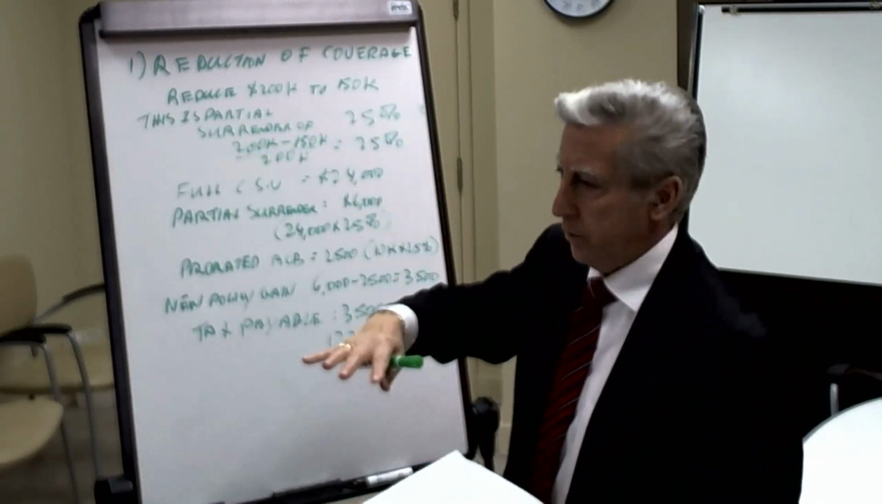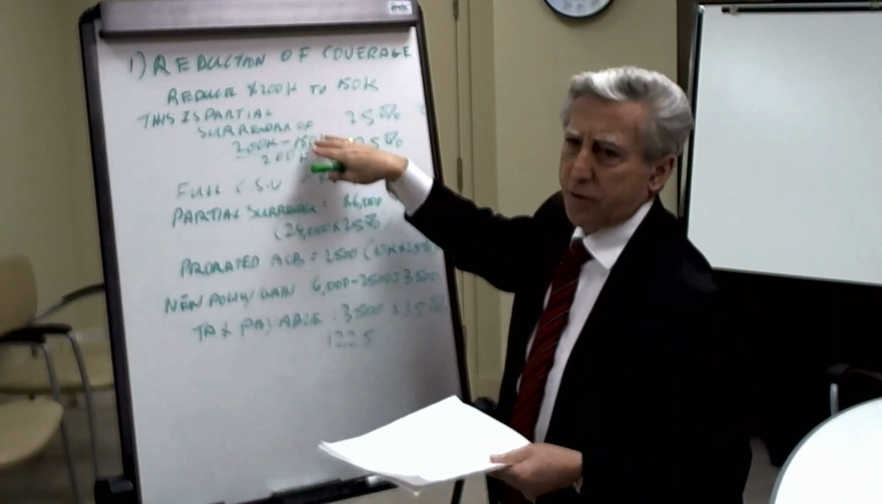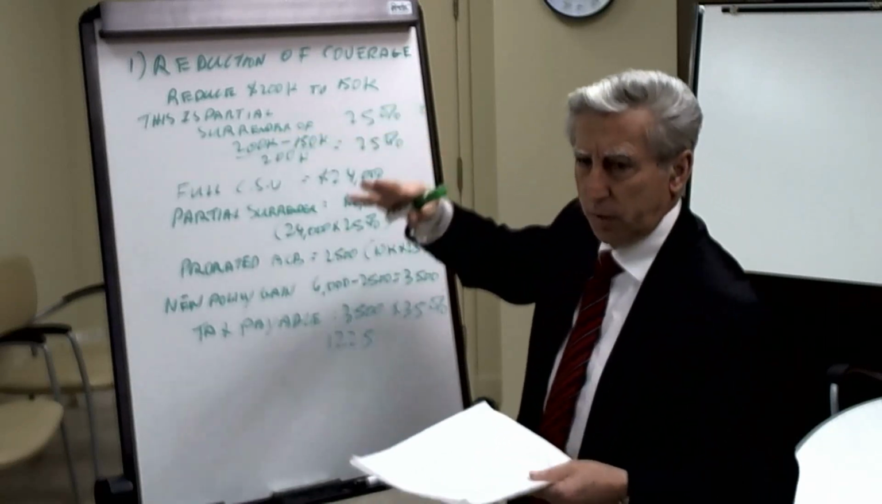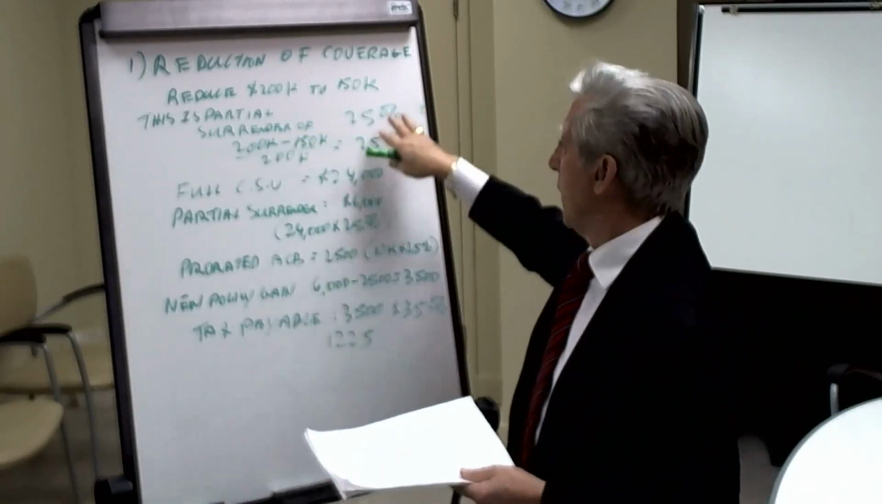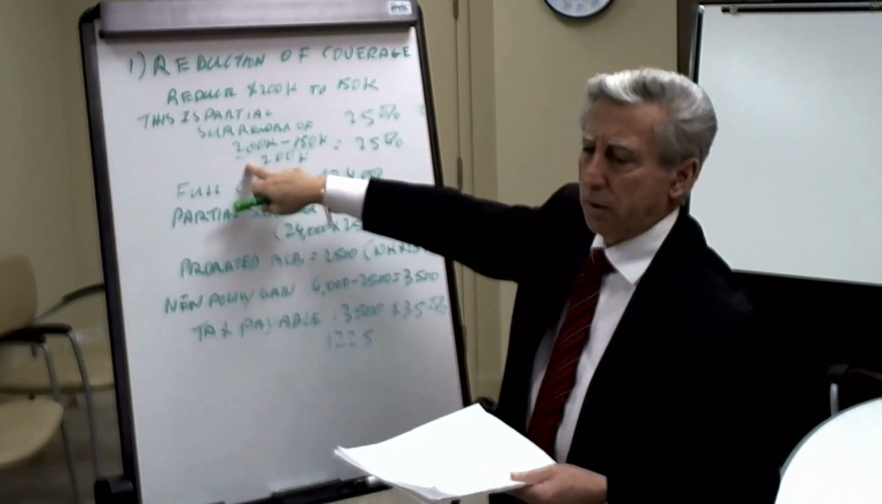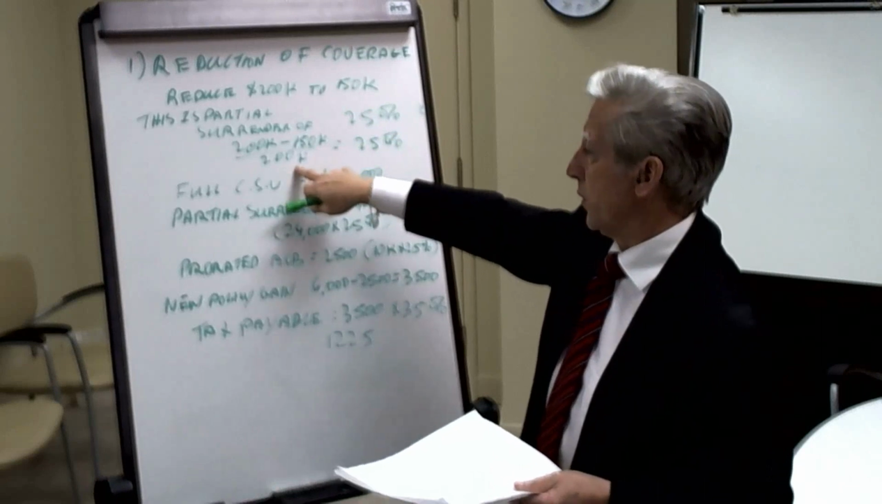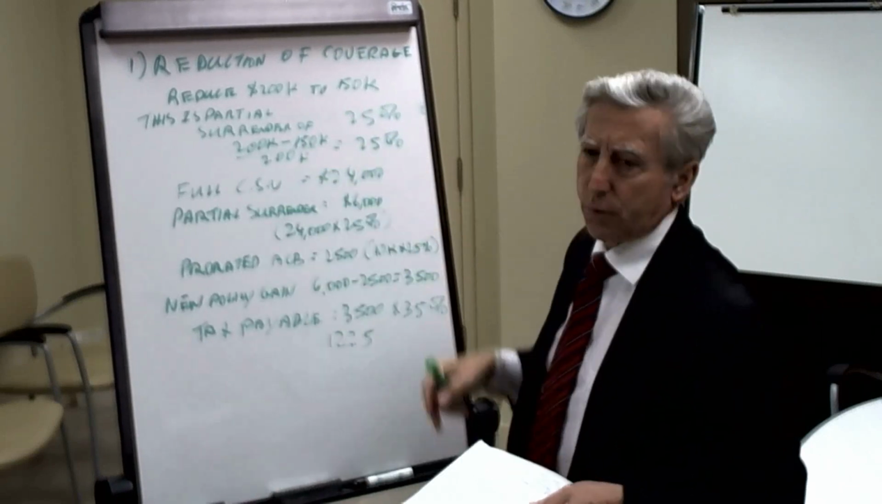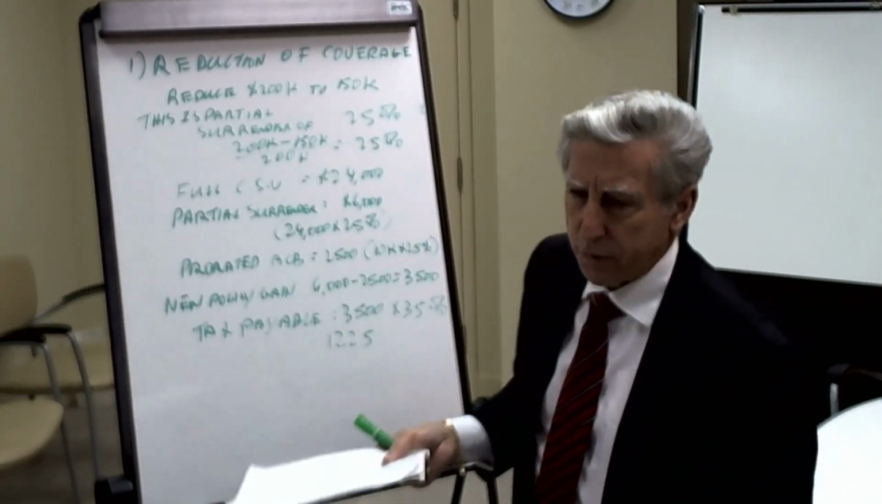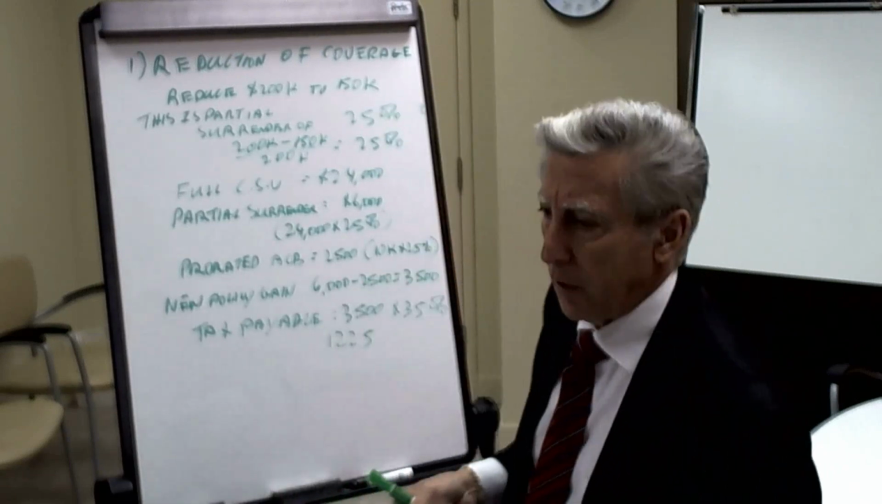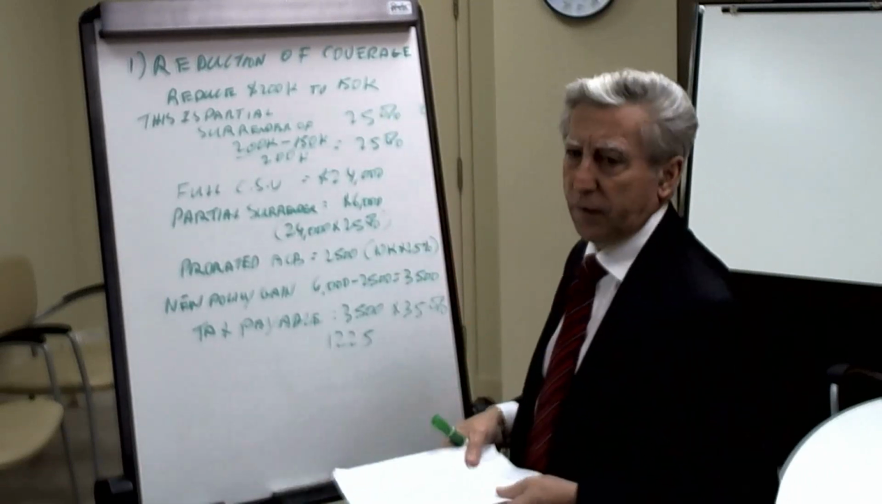Just by the fact that you're reducing the amount of coverage, you actually have a partial surrender of 25%. In other words, she's reduced her policy by 25%. How we get that, of course, is the original $200,000 minus the $150,000, which is the new coverage, divided by the old coverage of $200,000, which throws up 25%. So basically Jessie's reduced the amount of coverage by 25%.